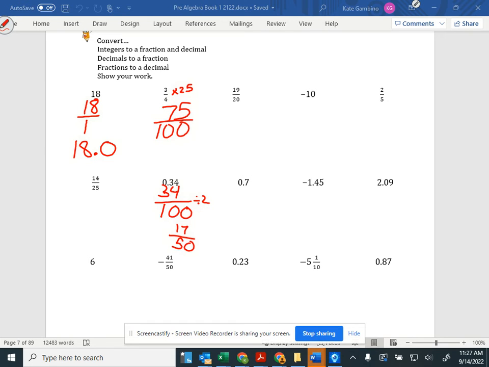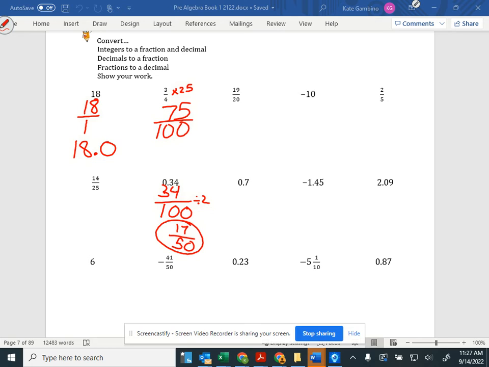Can I simplify even more? Because 17 is a what? Prime number. We talked about those prime numbers. 17 is a prime number, and 17 doesn't go into 50. So I know that that is my final answer.